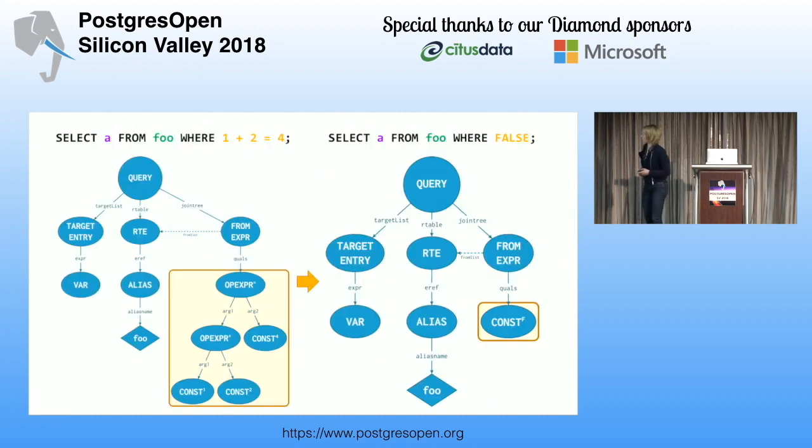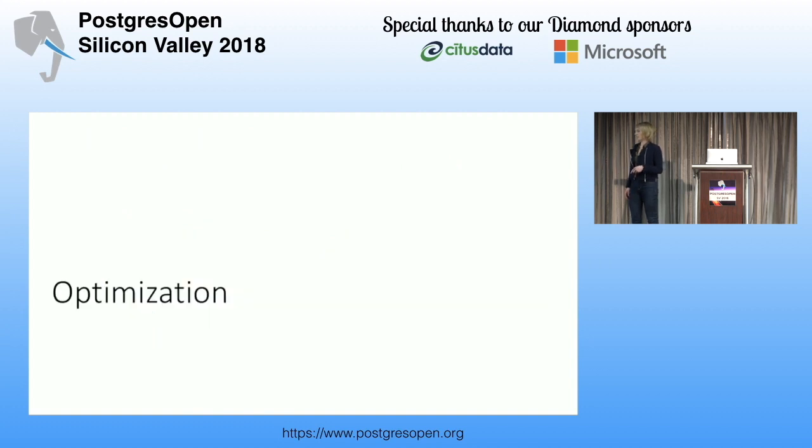Okay, so this is a visualization of that process of doing what I've called pre-processing. We take the whole op expression and we fold it into a const false. Any questions so far? Okay. So optimization is what I'm calling the rest of planning.